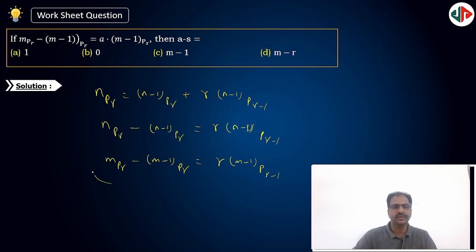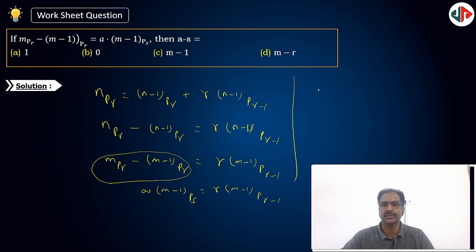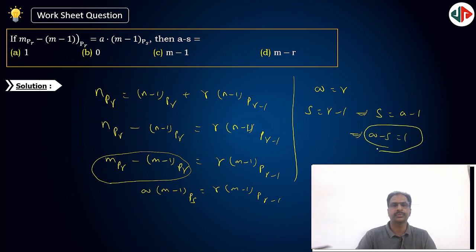So, what is the left hand side given in the question? A into (m minus 1)Ps is given, which is r into (m minus 1)P(r minus 1). So, what is A by comparison? A is nothing but r. s is nothing but r minus 1. That implies s is equal to A minus 1, or A minus s is equal to 1. Option A.